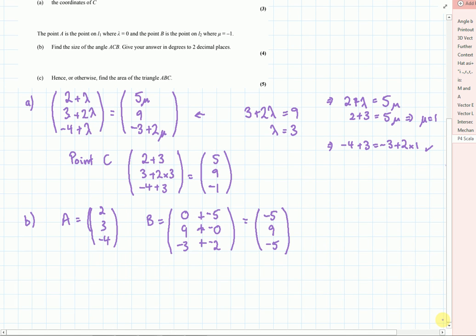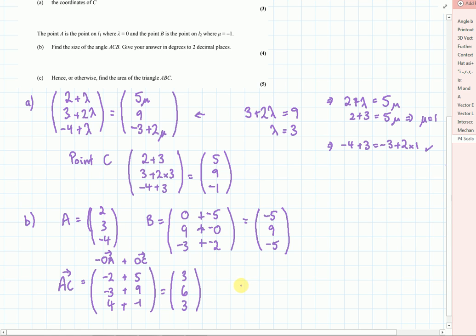Find the size of the angle ACB. So we need the vector AC. And if you remember, we go back along OA. So we have negative A, minus 2, minus 3, and 4. And we go forwards along OC. OC is 5, 9, minus 1. Gives me the final vector along that first edge of 3, 6, and 3.